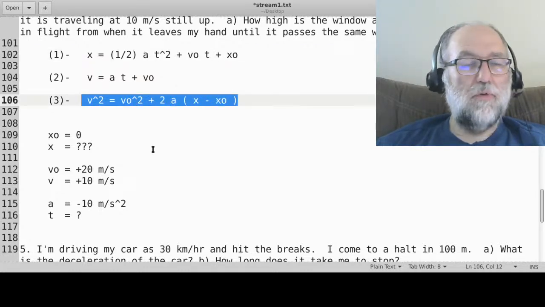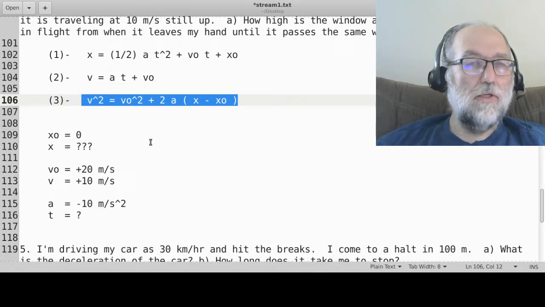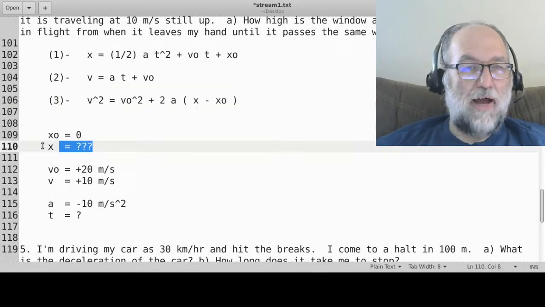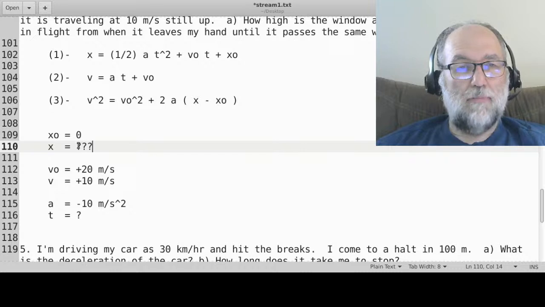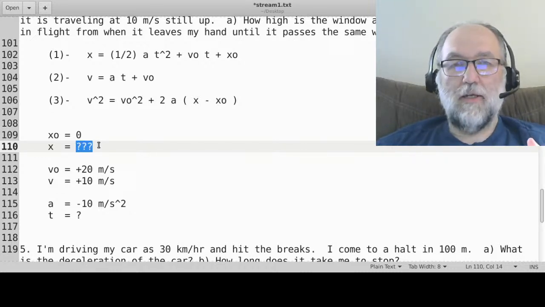Okay, so we have to really use equation number 3. Let me reason through that again. What are we trying to find? We're trying to find x. That's why I put 3 question marks there. That's not only the unknown, but what we're trying to find.